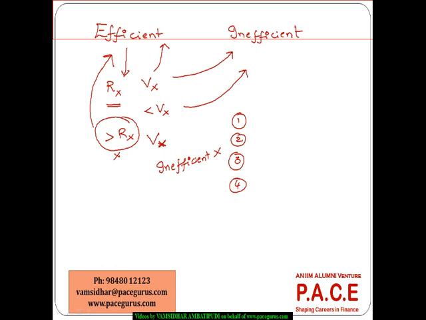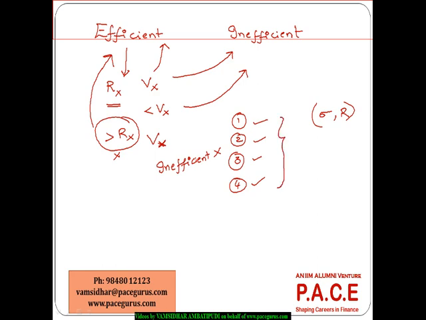Out of these various efficient portfolios, for this particular level of risk, this is giving the highest possible return. For this particular level of return, this is having the least possible risk. Like that, over different combinations of risk and return, we could see these are the efficient portfolios.